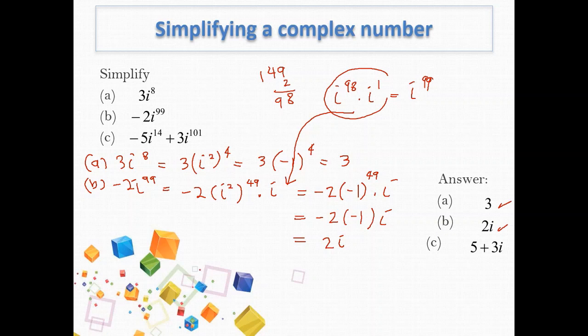Right, so I leave C for you to try. And the answer is here. You can check later.